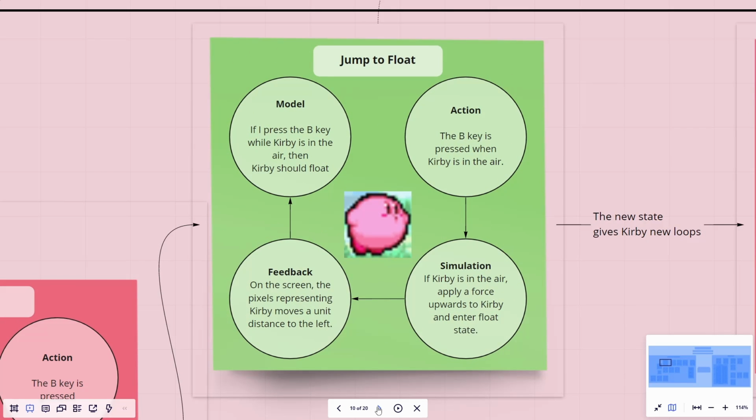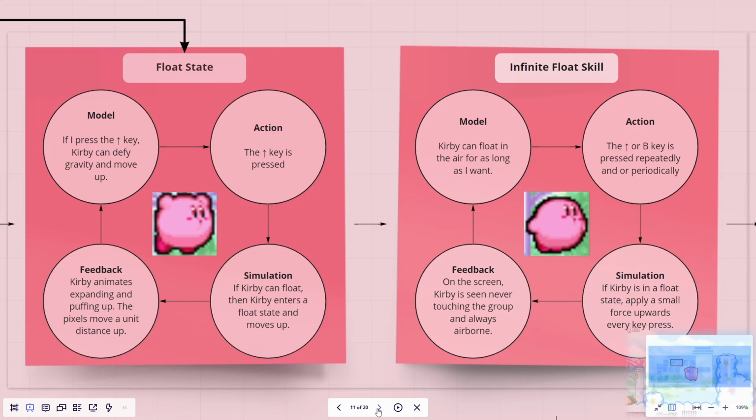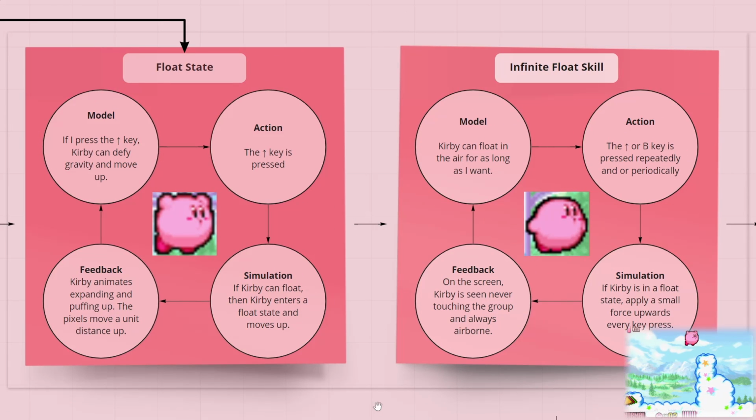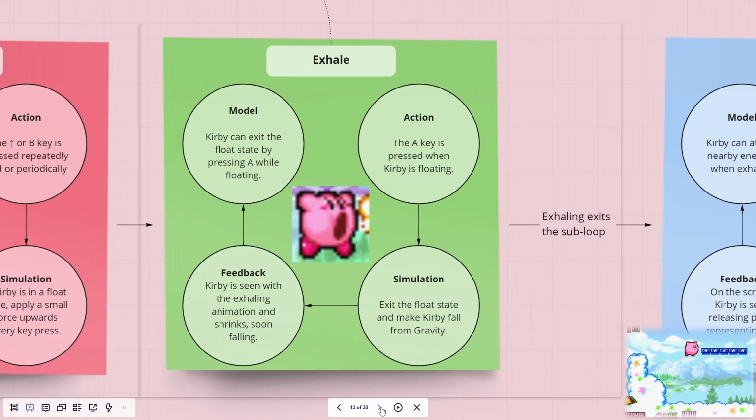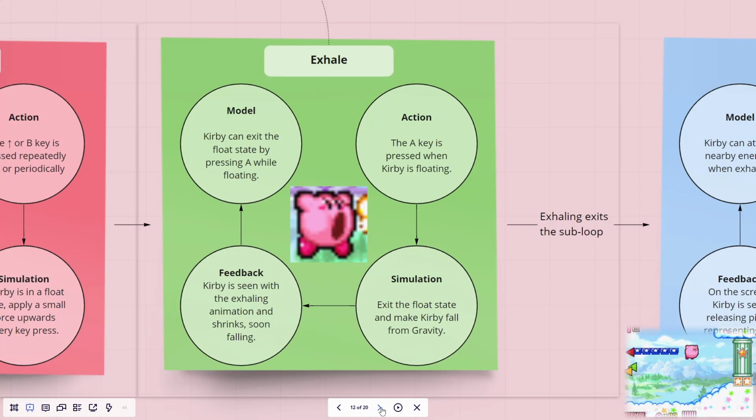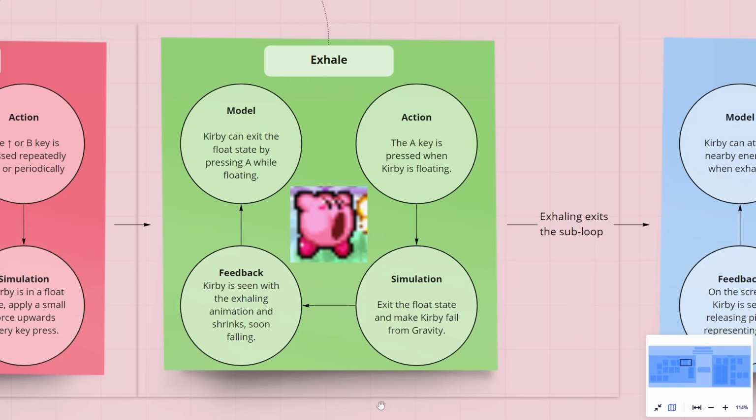However, if we backtrack and reimagine that the player attempts to jump again in the air, the rules of the game put Kirby into a floating state and introduce a new loop where Kirby can keep pressing the B or up button to float infinitely in the air. This loop no longer works when Kirby exhales, which changes Kirby's state out of floating. Kirby cannot exhale again without floating again. After exiting the subloop, Kirby goes back to default and falls, or the subloop can be entered again when Kirby enters float state.